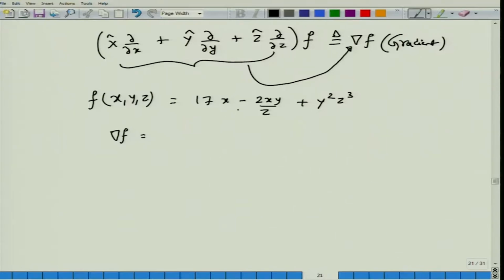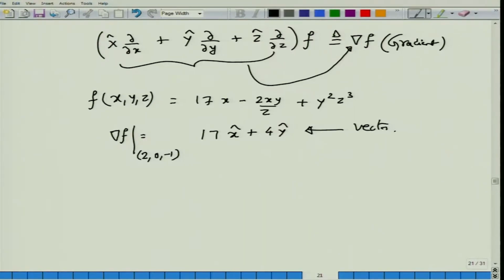And I will just give you the value of del f at (2, 0, minus 1). I will leave this as an exercise. You just have to complete these partial derivatives and evaluate them at (2, 0, minus 1), and the value that you are going to get will be something like 17 x hat plus 4 y hat. As a result, this is a vector. We already know that this is a vector.